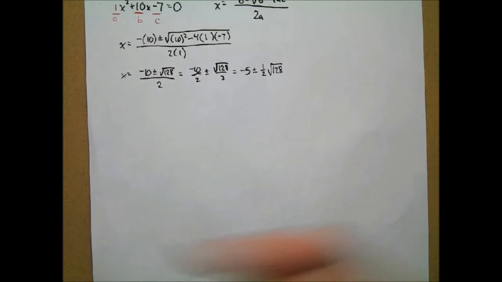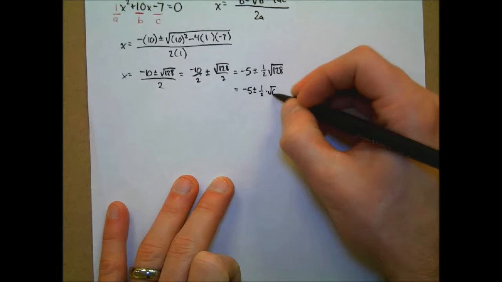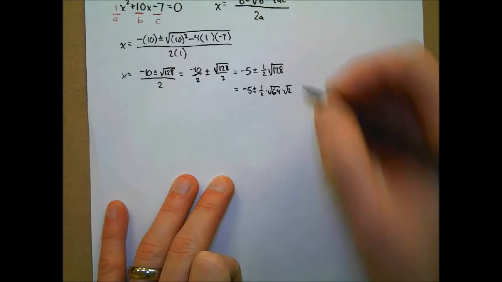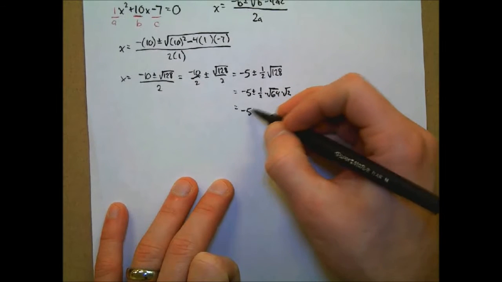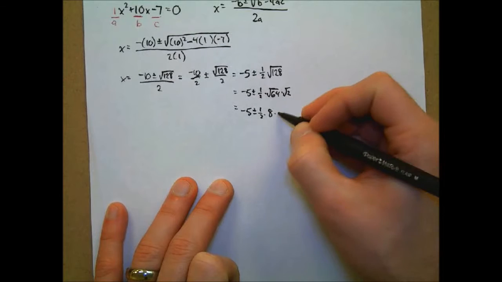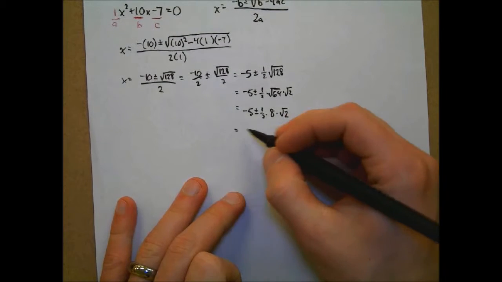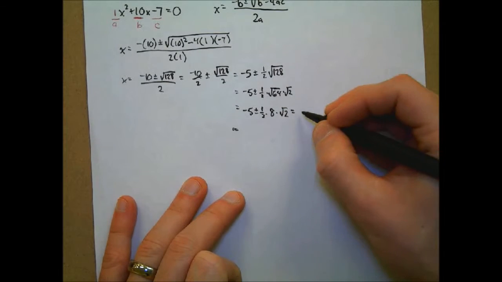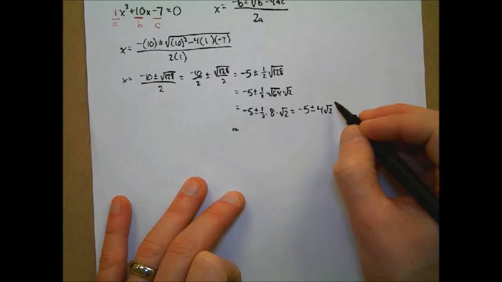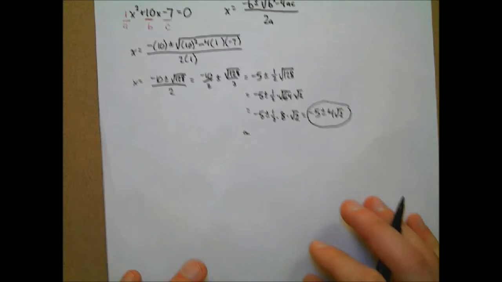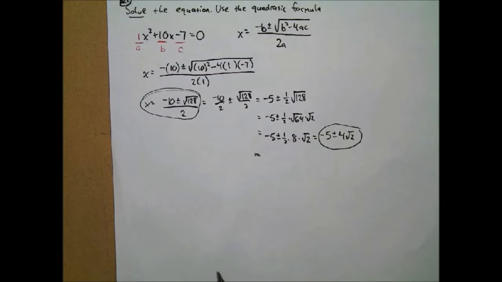So then this is equal to -5 plus or minus 1/2 times the square root of 64 times the square root of 2. What is the square root of 64? 8, we said. So it's plus or minus 1/2 times 8 times the square root of 2. And what's 1/2 times 8? What's half of 8? 4. So 1/2 times 8 is 4, and there's our final answer. If you can get to here, that's good, but I want you to be able to simplify too.